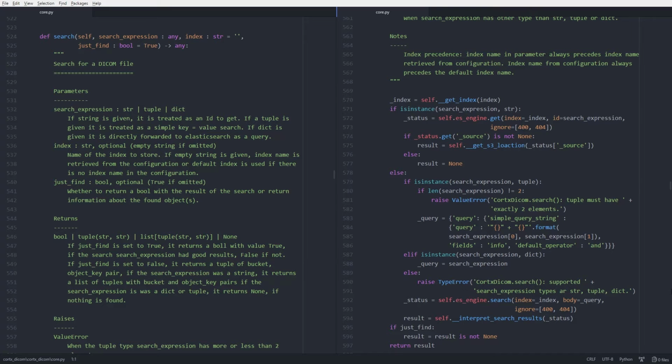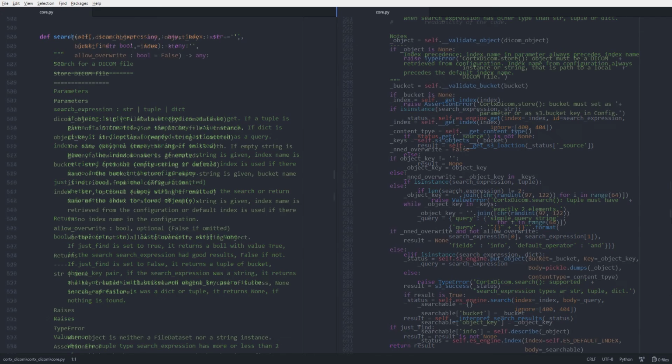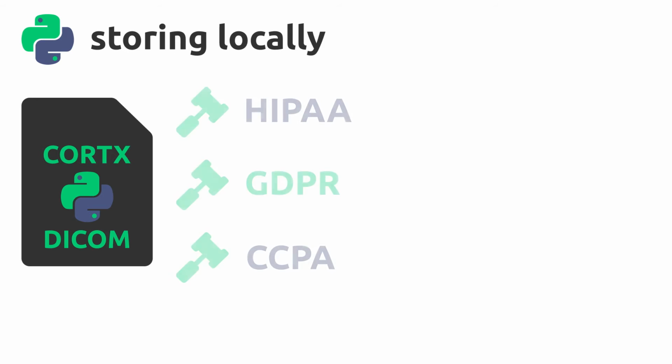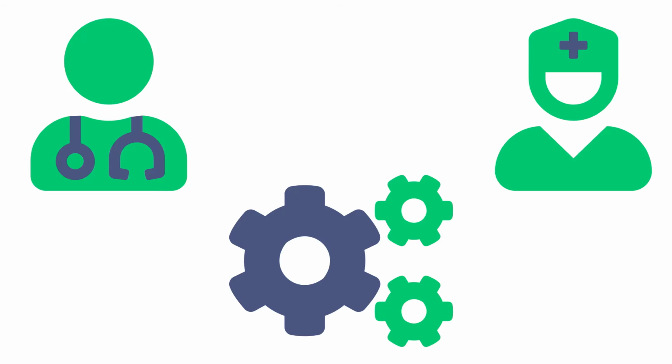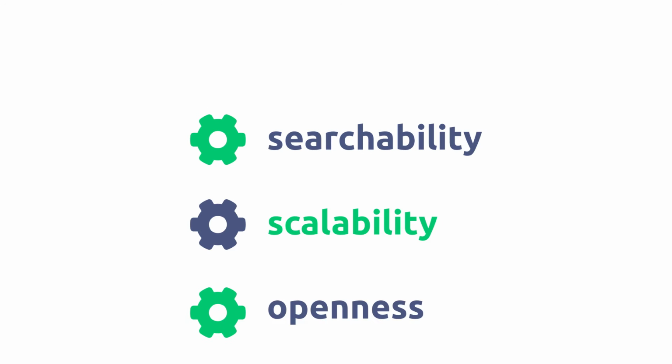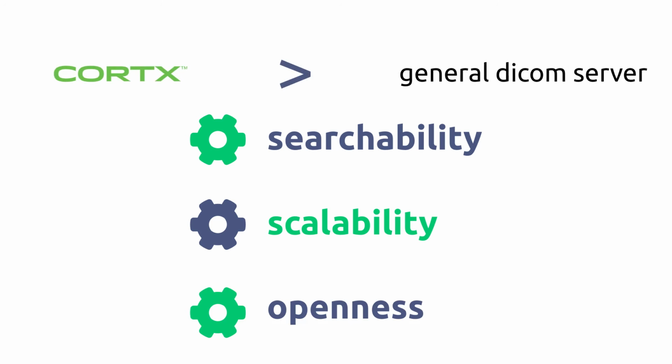Users can collect metadata from DICOM files and store it on a local Cortx server. In healthcare, a local server is usually a good solution to meet the requirements of regulation and protect sensitive data. In a hospital, doctors, nurses, and medical imaging machines create a lot of medical data. Using a searchable storing mechanism is better over only storing the data in a static way. Searchability, scalability, and openness are the greatest advantages of Cortx over a general DICOM server.